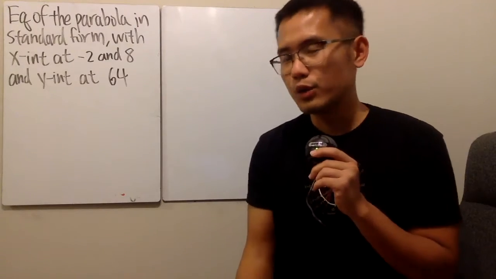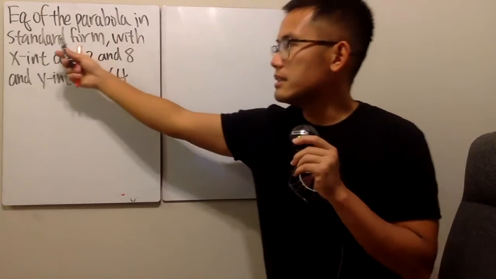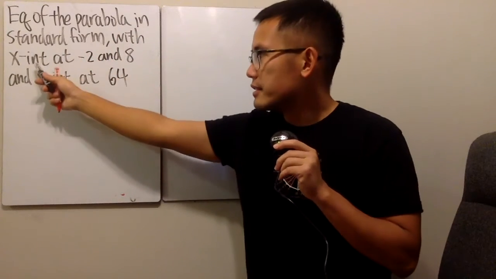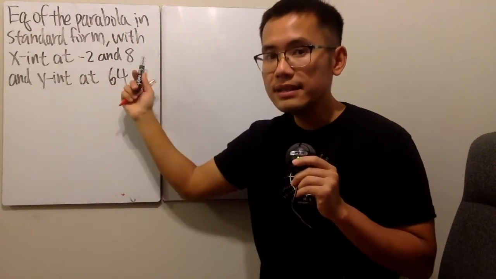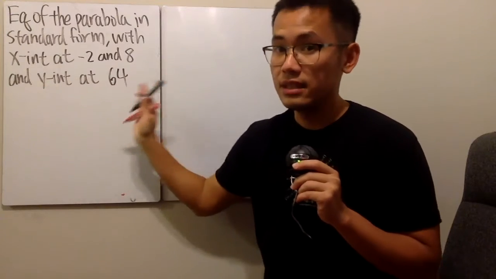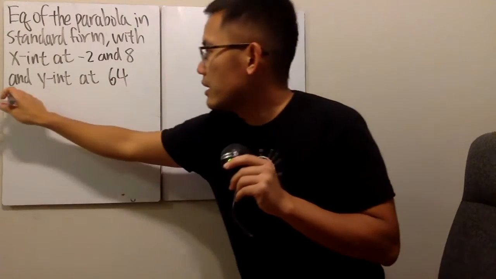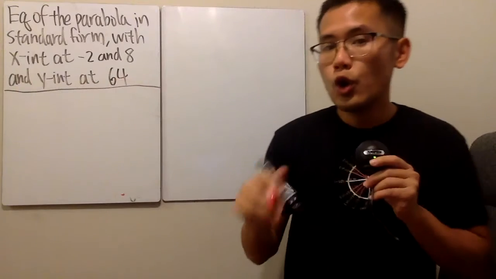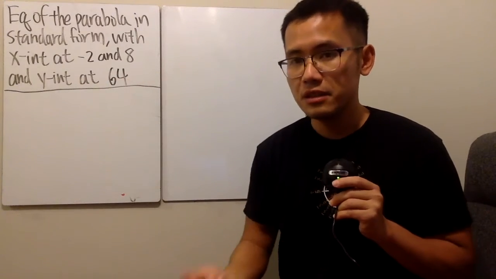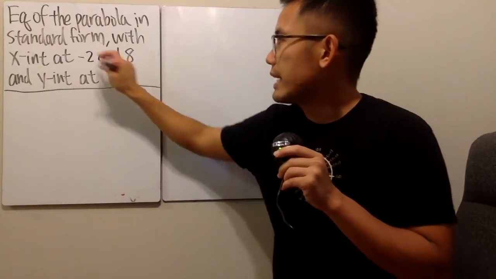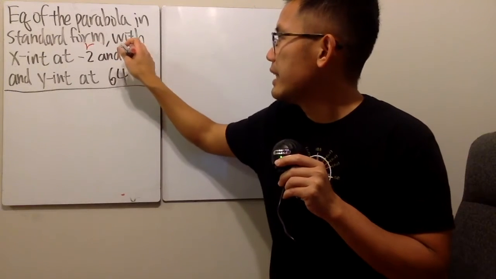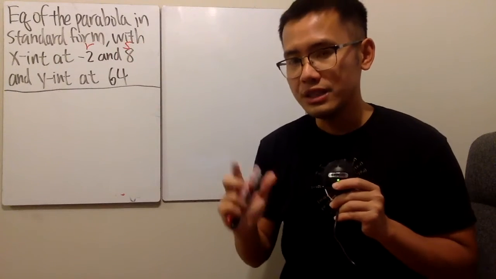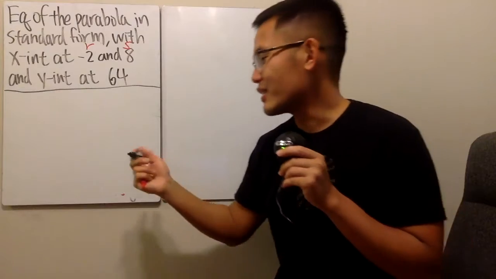Okay, for this question, we are going to find the equation of the parabola in standard form, and we want the x-intercepts to be at -2 and 8, and the y-intercept to be at 64. So here is the deal. Whenever we are given the x-intercepts, we will just call them r and s. Then we can use the factored form first. So that's a good start, right?